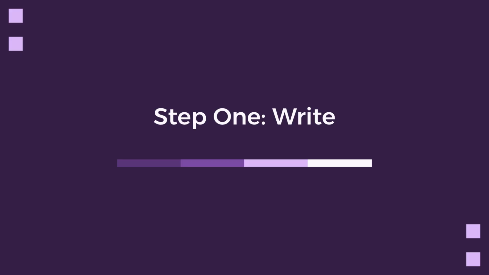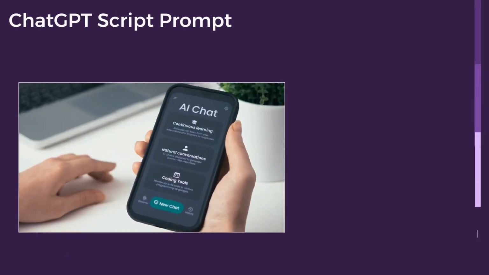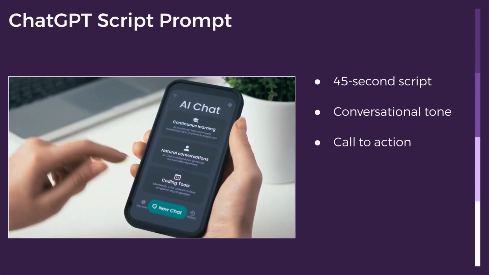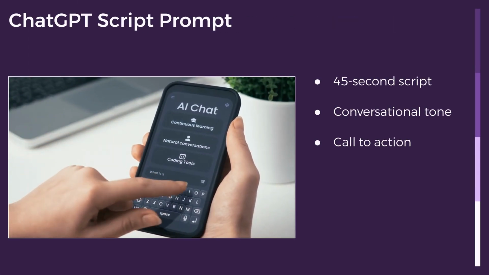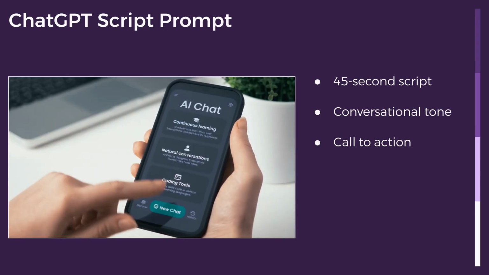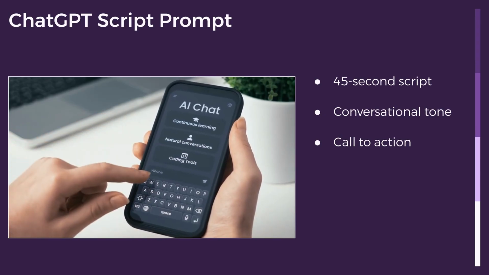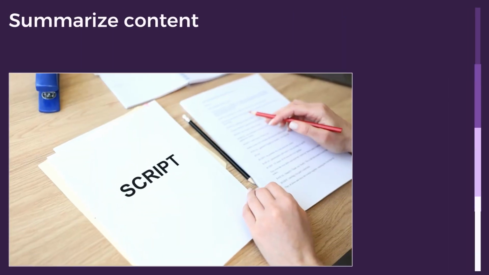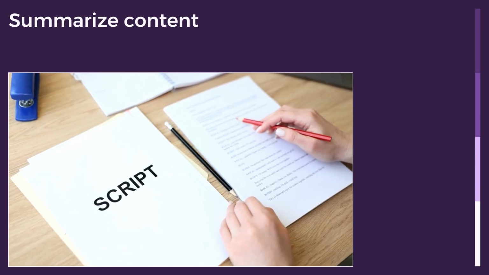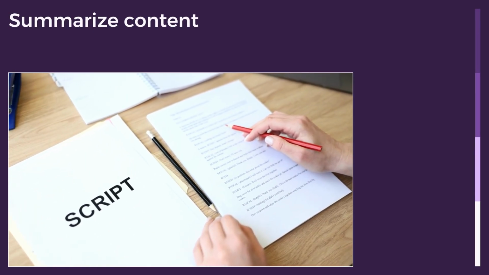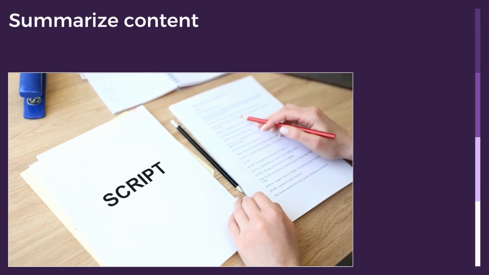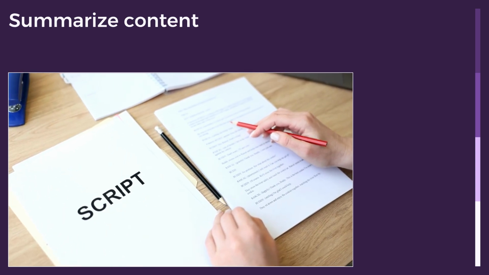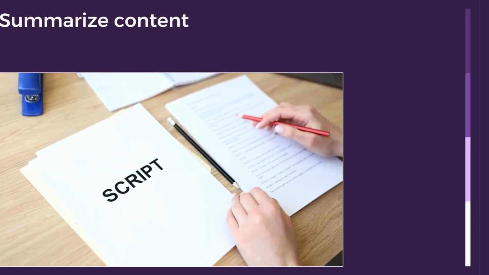You don't need to be a writer, you just need a prompt. Open ChatGPT and type: Write a 45-second YouTube short script about your topic. Keep it conversational and end with a call to action. That one line gives you a ready-to-read script in seconds. If you already have a blog post or article, ask ChatGPT to summarize it into a 1-minute video script with a strong hook. You now have your story, hook, and call to action without touching a camera.